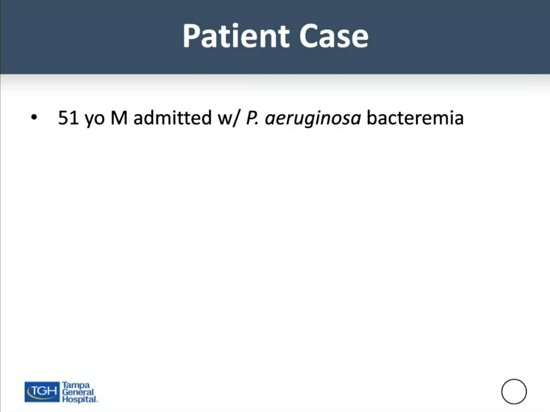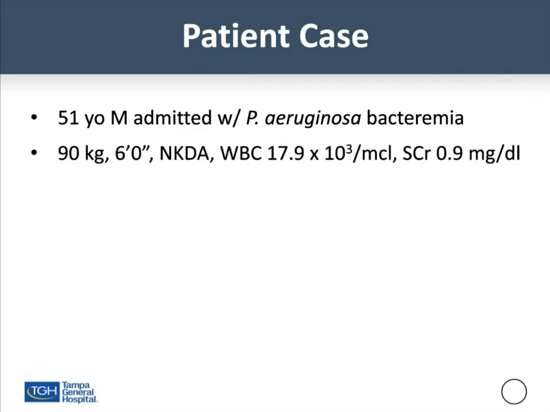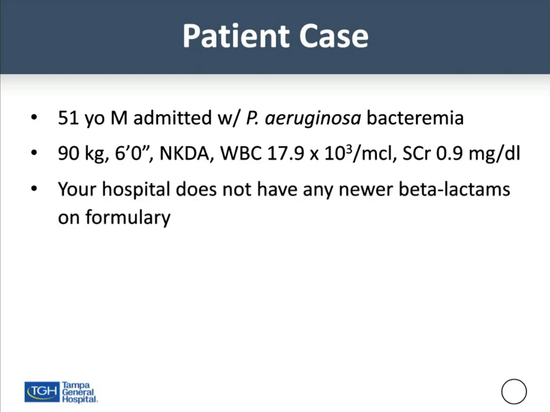All right. So another patient case: we have a 51-year-old man who's admitted with Pseudomonas aeruginosa bacteremia. These are some of his characteristics: 90 kilos, 6 foot, no drug allergies, an elevated white count, but a normal serum creatinine. Of note, your hospital does not have any of the newer beta-lactam antibiotics. Maybe you can get them non-formulary, but at the current time, you don't have any access to those newer BLIs.